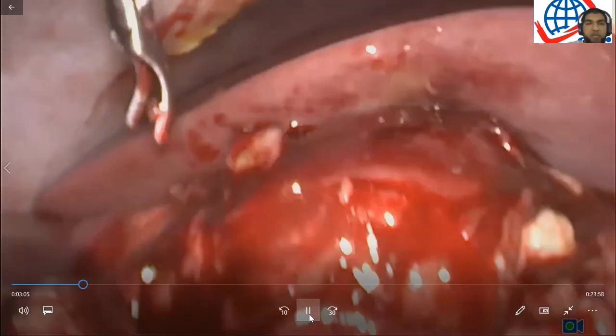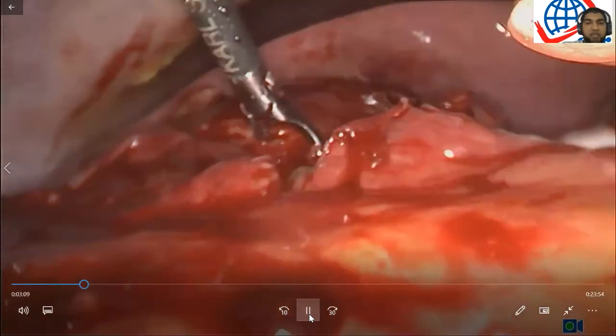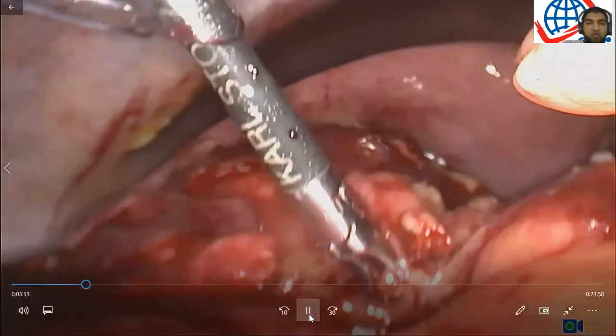So if areas are separating easily, you can continue. If they are not separating easily, go to somewhere where it's easier and continue to make progress during the operation.